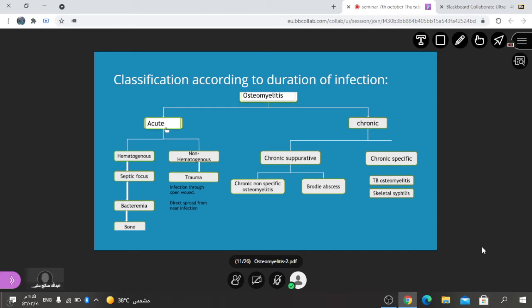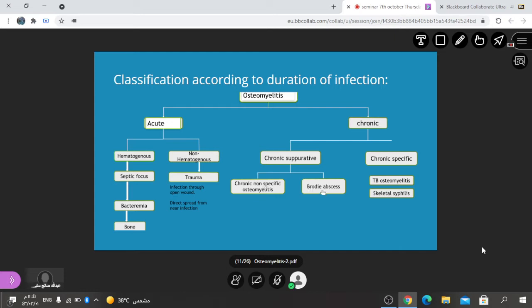If we say acute, we think about infection in children, and when we say children, we think about hematogenous spread. Other than that will be considered non-hematogenous, mostly, for example, trauma. For the chronic type, we have chronic suppurative and chronic specific, for a specific cause and specific features like TB osteomyelitis or skeletal syphilis. The chronic suppurative could be non-specific.